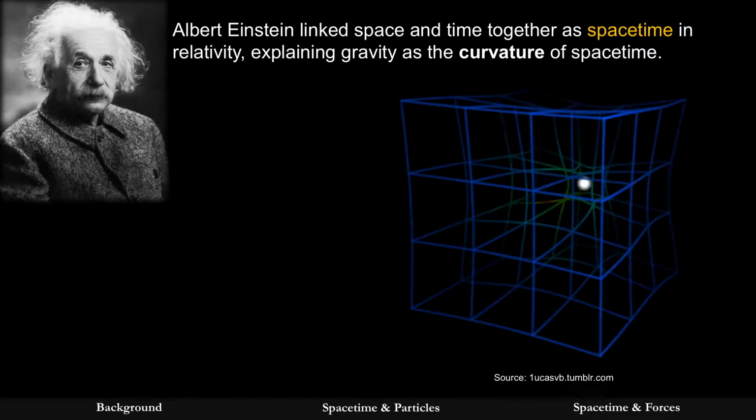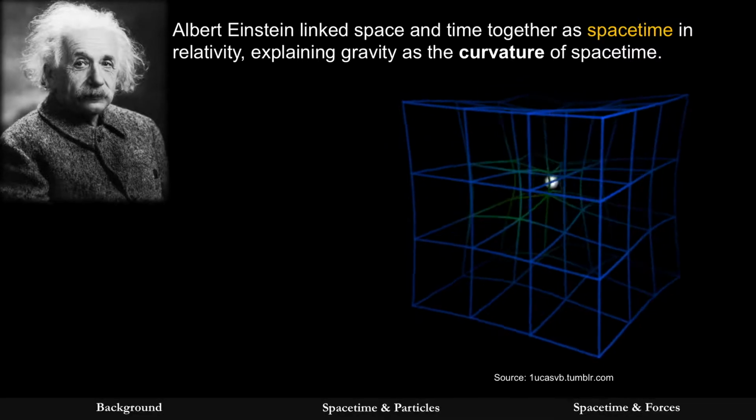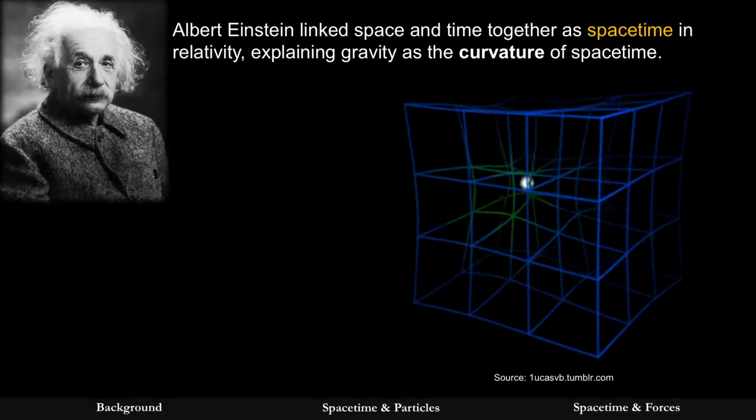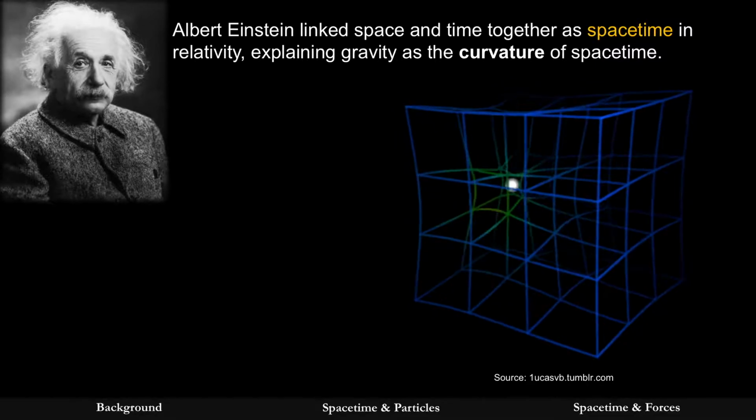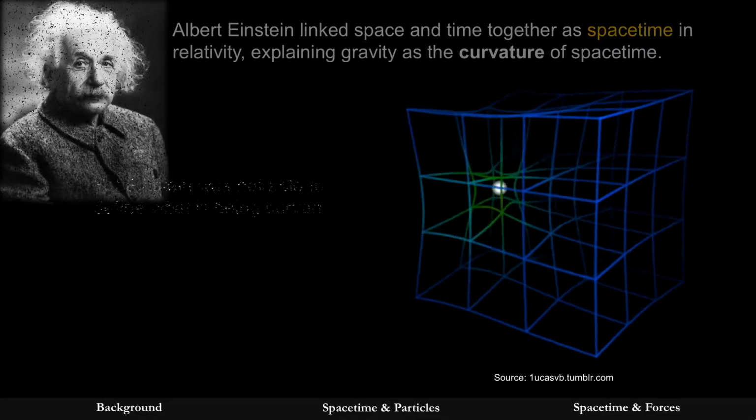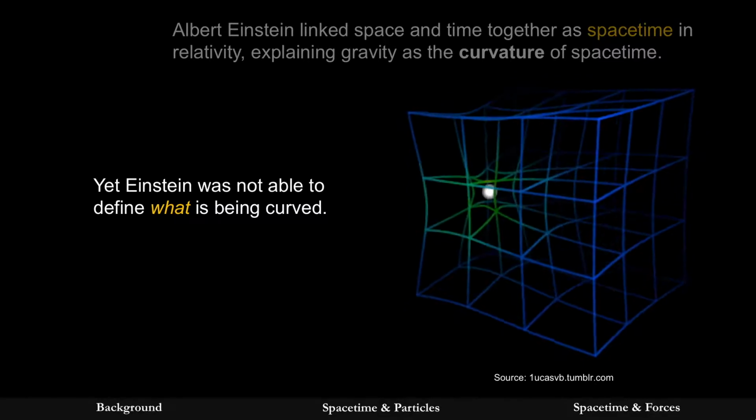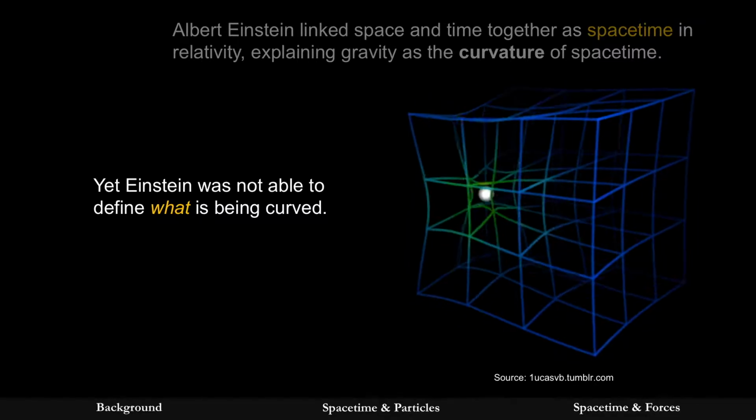Now, Albert Einstein linked the two together, space and time, together as one word, space-time, and explaining gravity as the curvature of space-time in relativity. But Einstein was not able to define what was being curved.